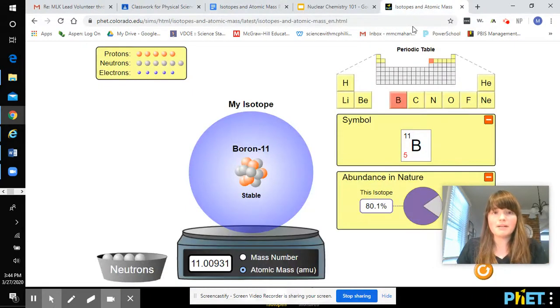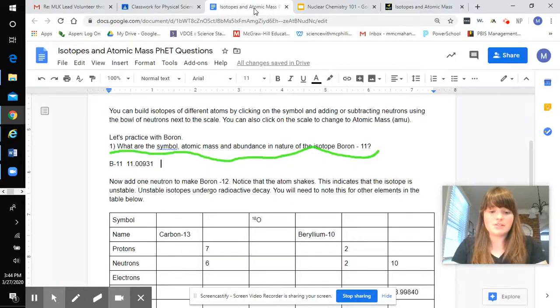And the abundance in nature. Quick reminder that abundance means how much of it there is. So boron-11, the pie chart tells us that this isotope is 80.1% abundant. That means of all the atoms of boron in the universe, 80.1% of them are boron-11. So that is our answer for this question, 80.1% abundant in nature.